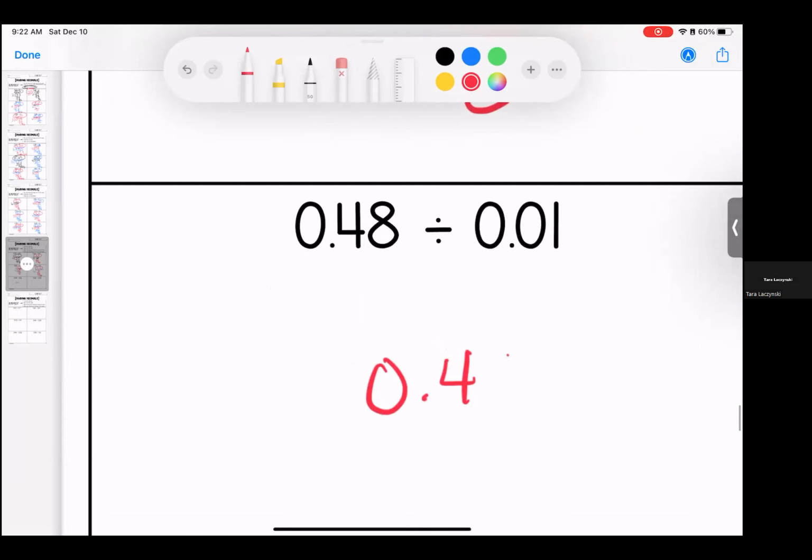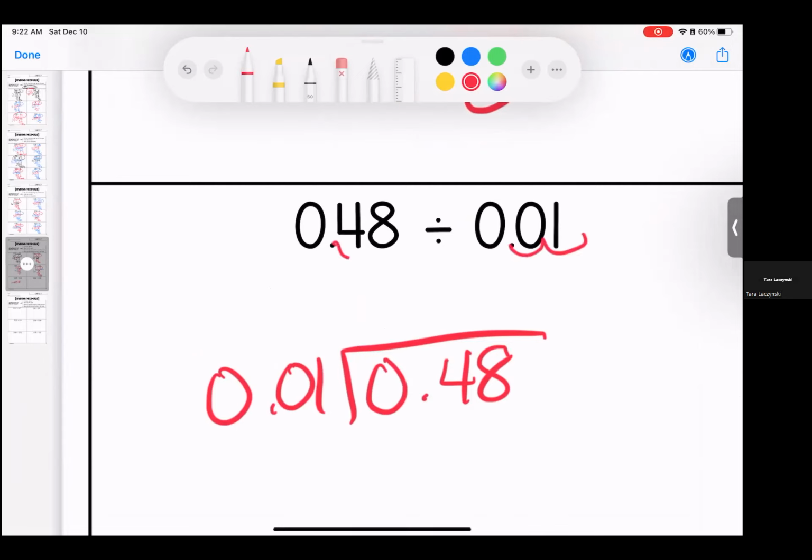48 hundredths divided by 1/100th. So if we're doing these moves, we would go boop, boop, boop, boop. I'm also going to do it down here so you can see. Remember, there's power in that boop. We're moving it twice. We're moving it twice. So look at what happens here.